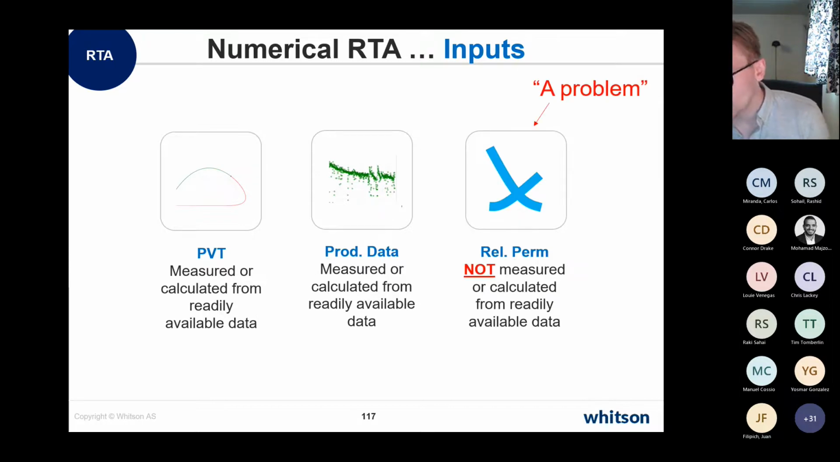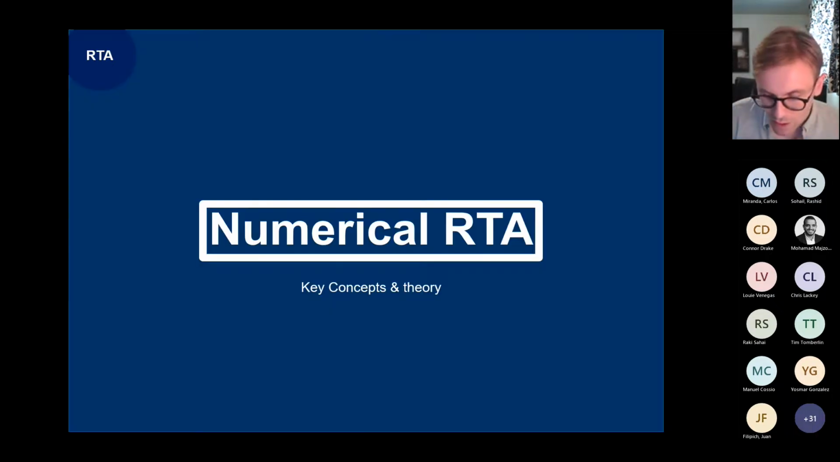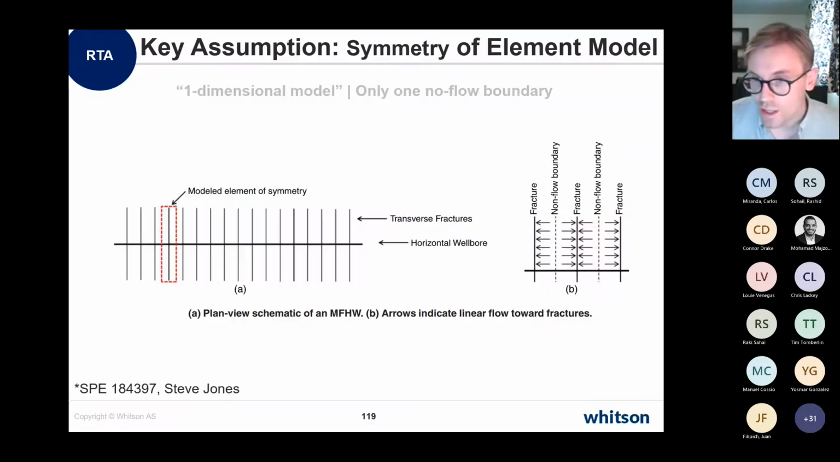So that's where we typically use the multi-phase FMB to guide us a little bit on the rel perm choice. Exactly the same as with the analytical RTA. The fundamental assumption here is a one-dimensional model, which only has one boundary. So the original version of numerical RTA can only account for infinite acting to boundary dominated types of systems. And that's the same for all of these analytical techniques as well.